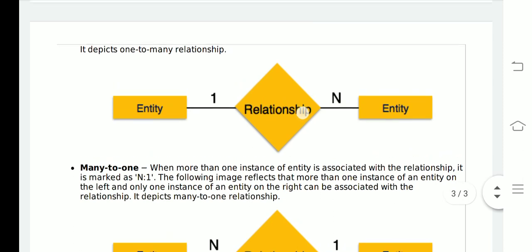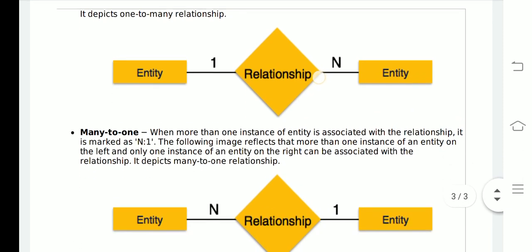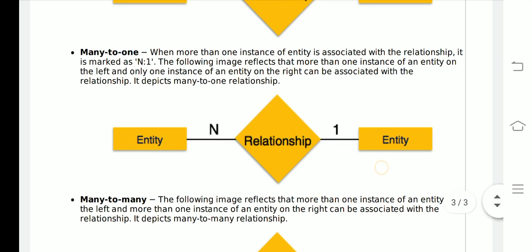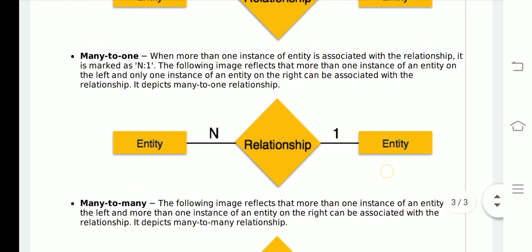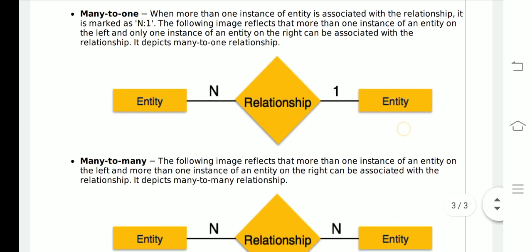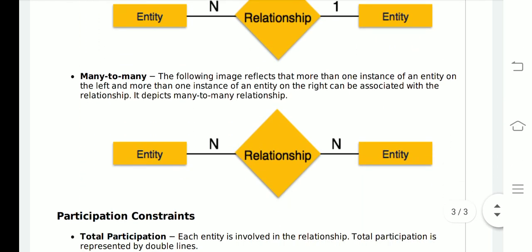Then many to one: when more than one instance of an entity is associated with the relationship, it is marked as n:1. The following image reflects that more than one instance of an entity on the left and only one instance of an entity on the right can be associated with the relationship. It depicts many to one relationship. Then many to many, as you can see from these previous figures, many to many will be n:n, like this figure.